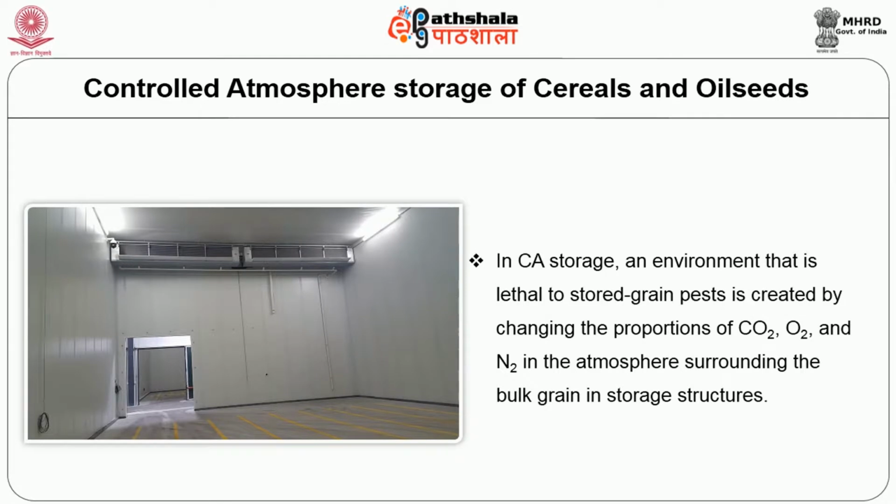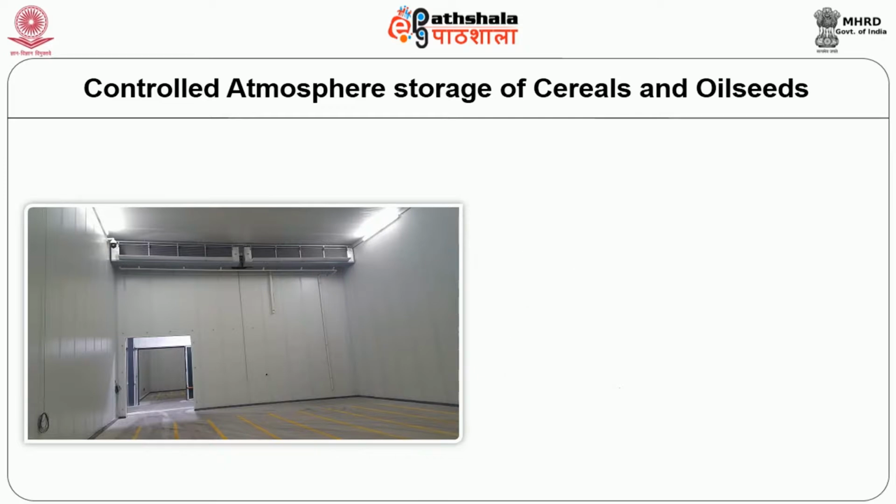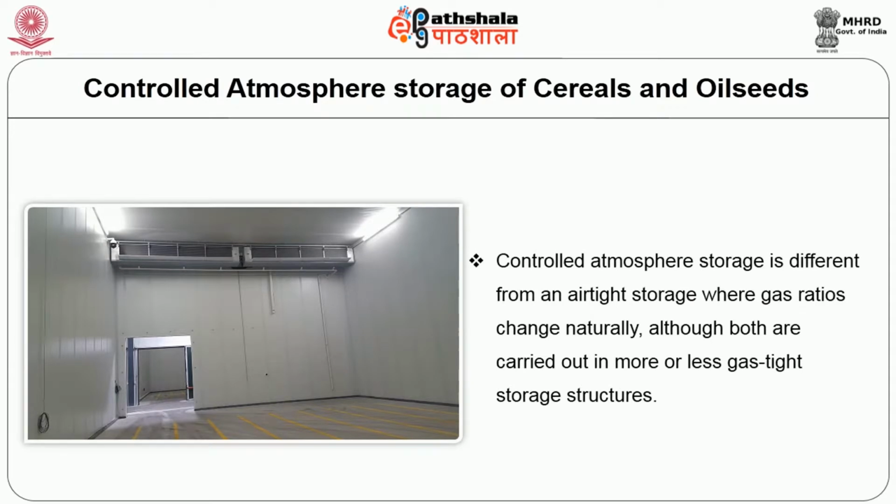Controlled atmosphere storage of cereals and oil seeds has the principle that an environment that is lethal to the stored grain pests is created by changing the proportions of carbon dioxide, oxygen and nitrogen in the atmosphere surrounding the bulk grain in storage structures. Controlled atmospheric storage is different from an airtight storage where gas ratios change naturally, although both are carried out in more or less gas-tight storage structures.